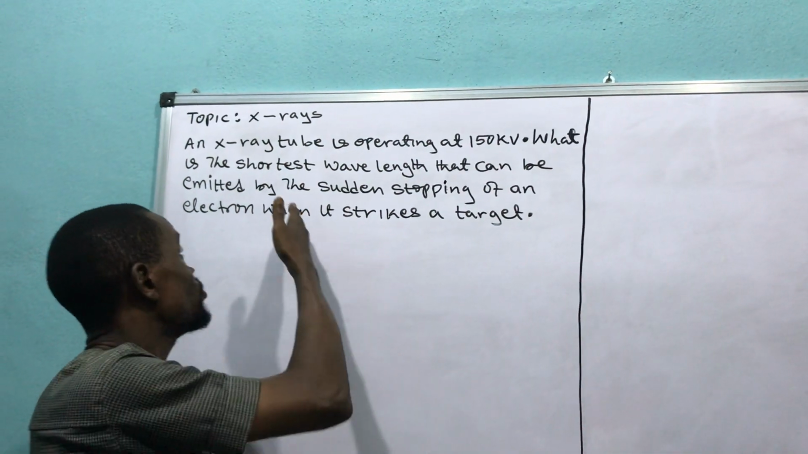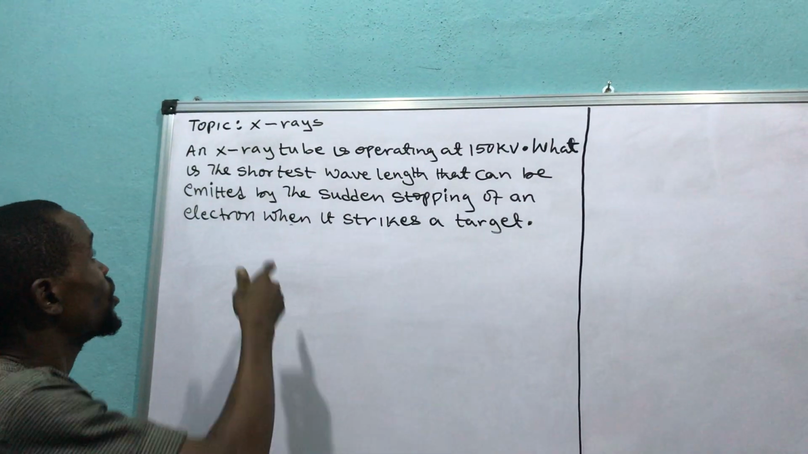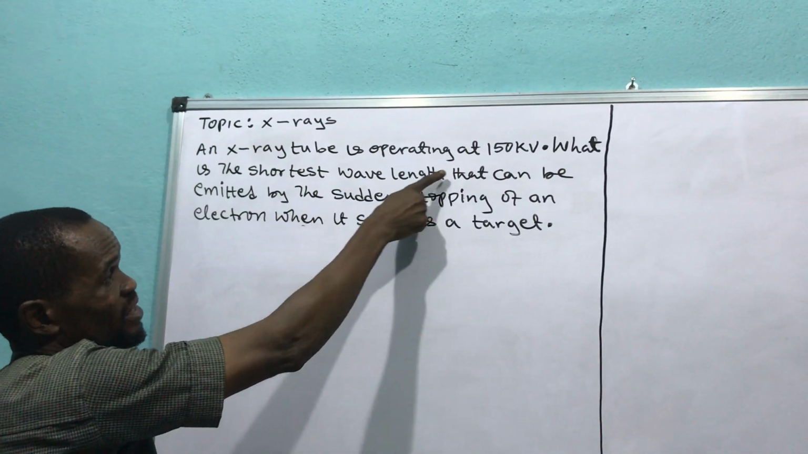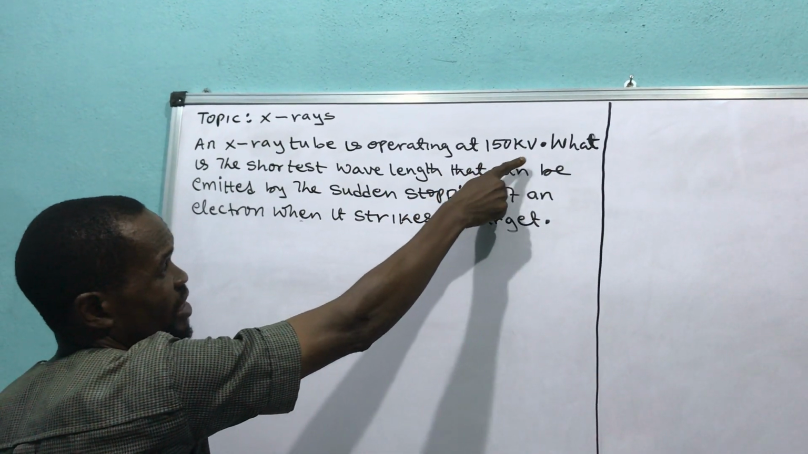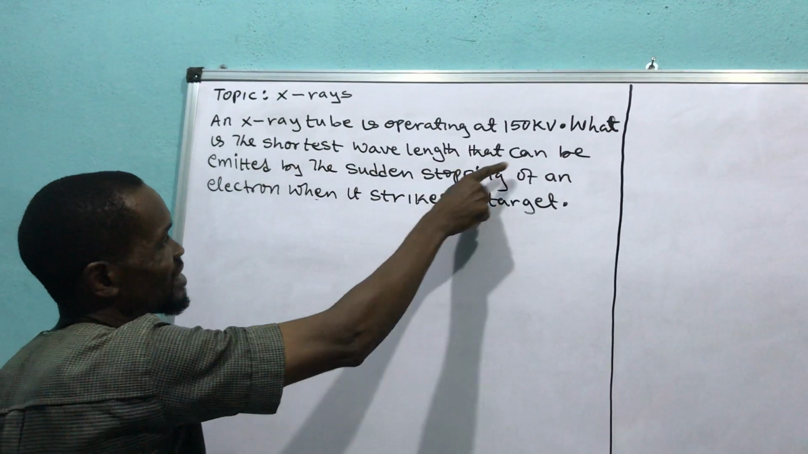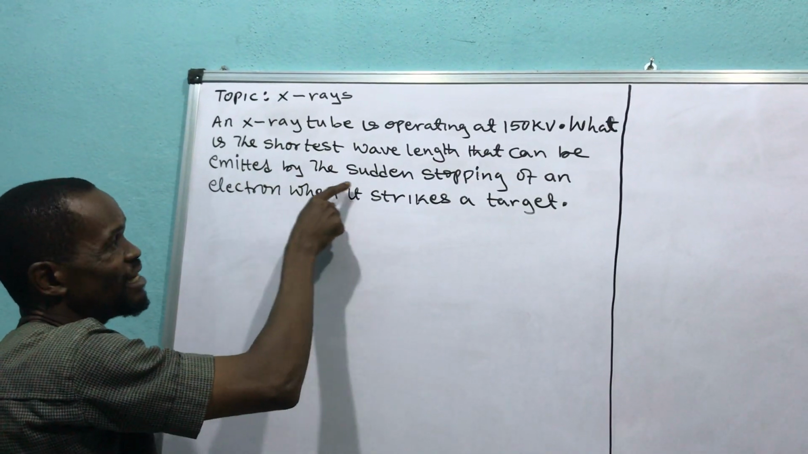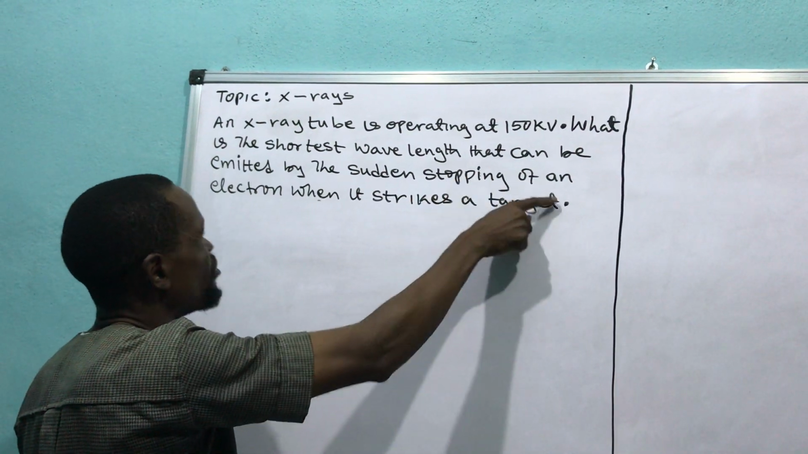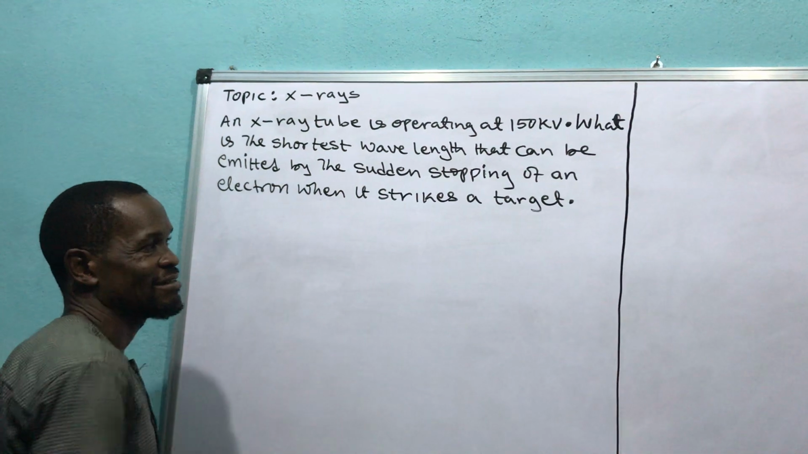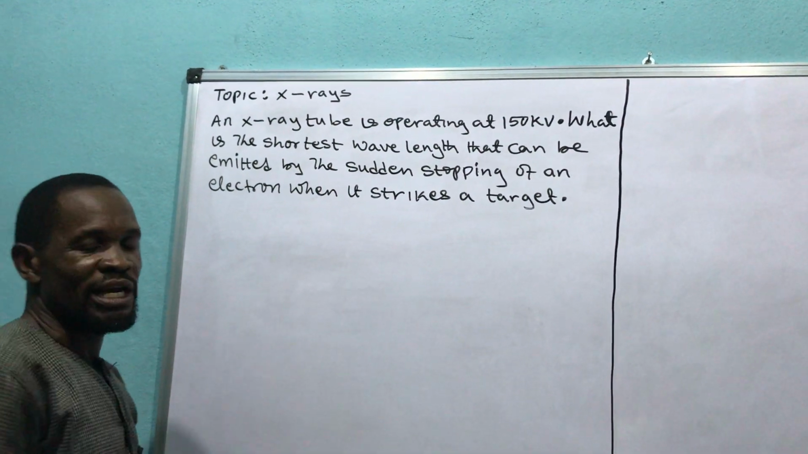And this is what I have for you today. The question on X-ray, which said an X-ray tube is operating at 150 kV. What is the shortest wavelength that can be emitted by the sudden stopping of an electron when it strikes a target? So this is a question on X-ray.